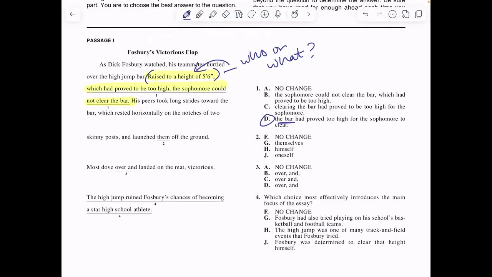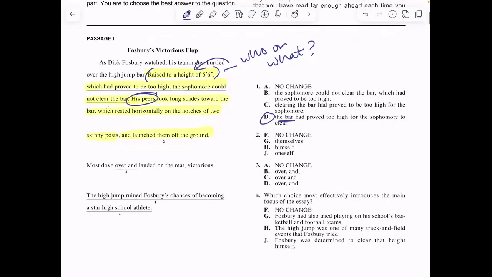Okay, number 2. His peers took long strides towards the bar, which rested horizontally on the notches of 2 skinny posts, and launched them off the ground. His peers. So I would say if we're going with his peers, it has to be plural. So it's not H or J. And "launched them off the ground" doesn't sound right. So this one is going to be themselves, "and launched themselves off the ground." So see if you can narrow it to 50-50 first and then pick your answer.